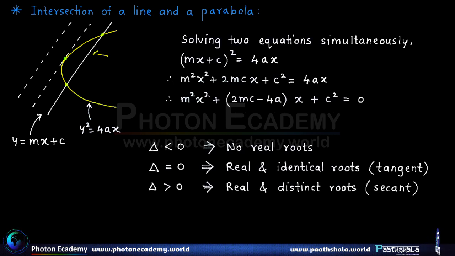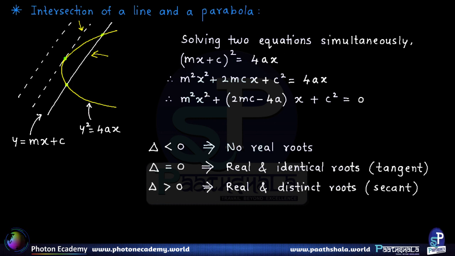Firstly, the line can intersect the parabola in two distinct points, so we call that line a secant, or it may touch the parabola in a single point, that's what we call a tangent, or the line may be neither a tangent nor a secant, so it does not have any point in common. So how do you know which is the case for a given line and a parabola?